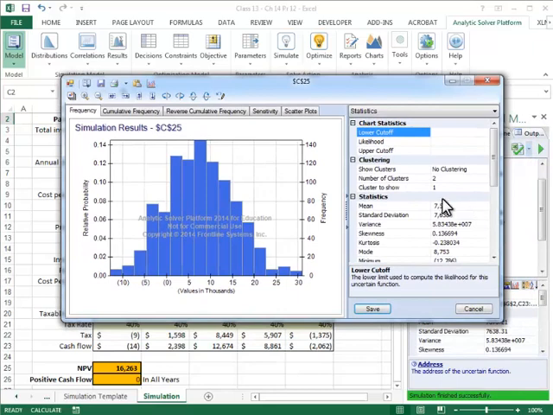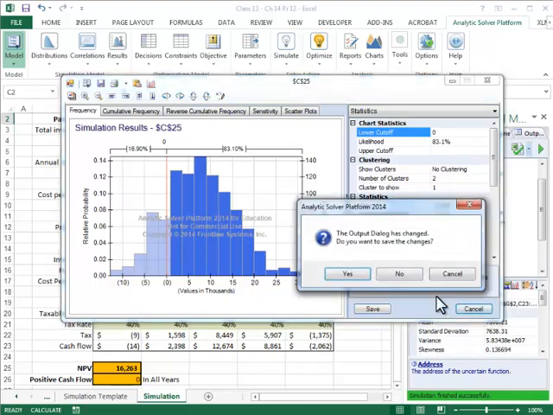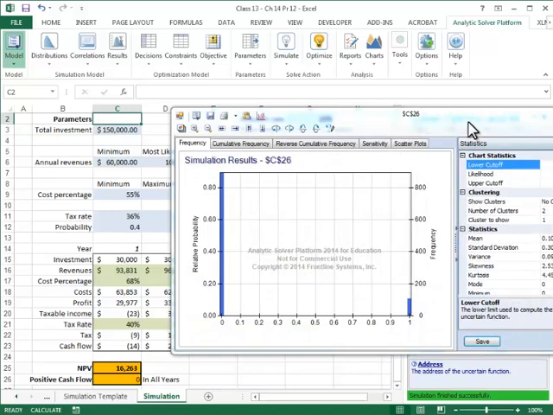which shows you that your expected NPV is positive, which is good. And then let's look at how likely we are to get a negative NPV. So I'm going to do a lower cutoff of 0. It shows me that there is an 83% chance that the NPV is going to be positive, which is a fairly good model.